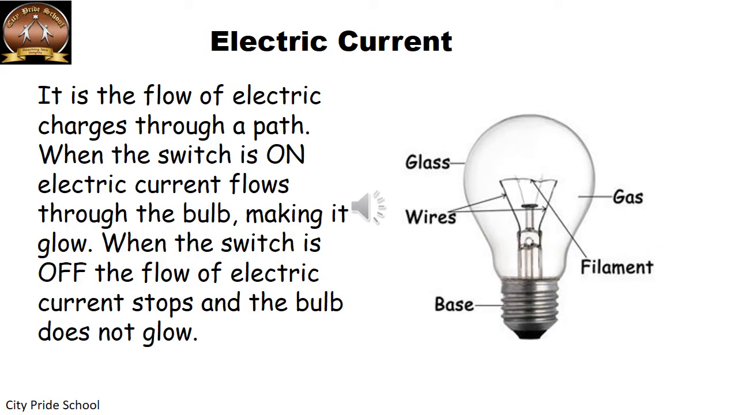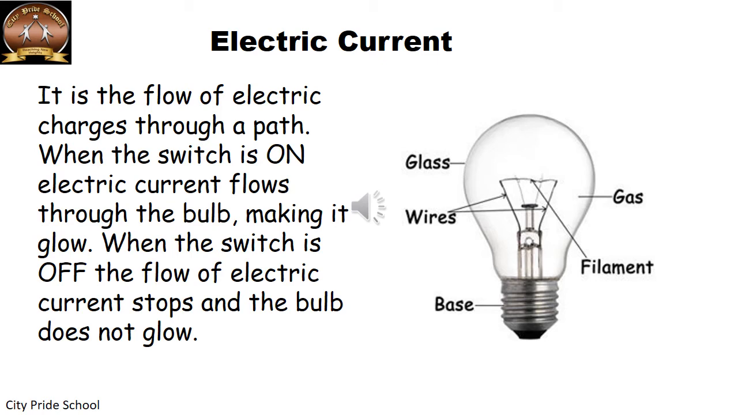What is electric current? It is the flow of electric charges through a path. When the switch is on, then electric current flows through the bulb or any other appliance. In case of a bulb, it will make it glow, or in case of any other appliance, it's going to make it work. When the switch is off, then there is no electric current flowing through it, and therefore the bulb does not glow.